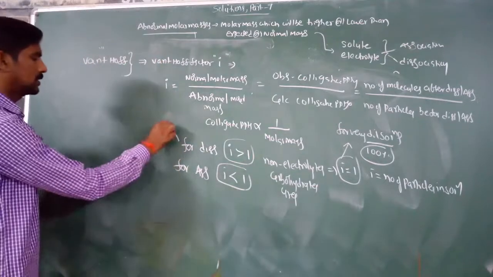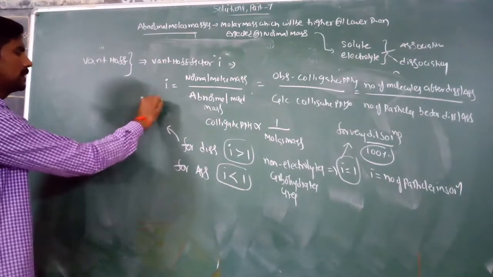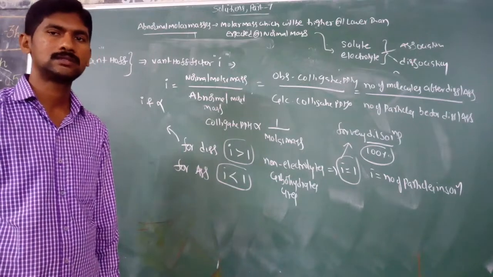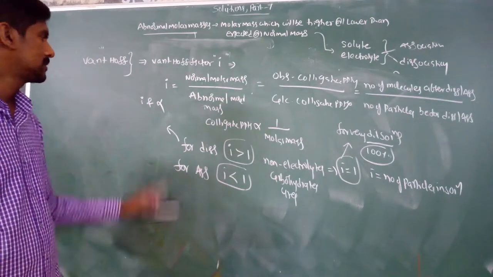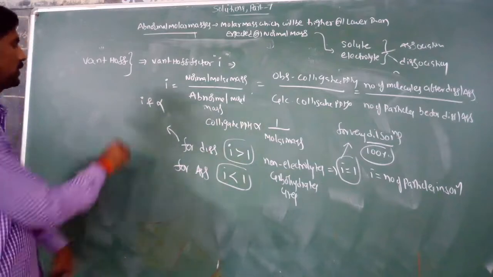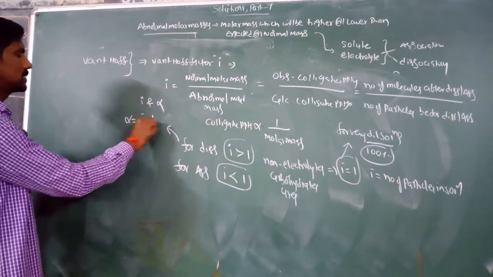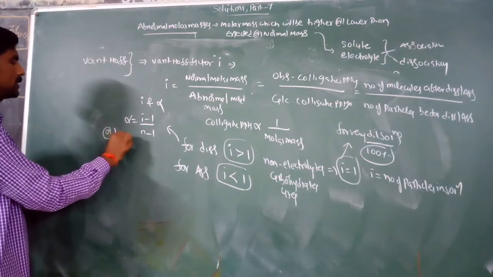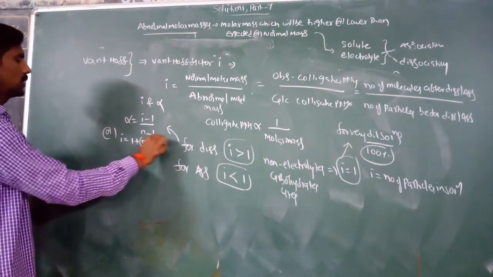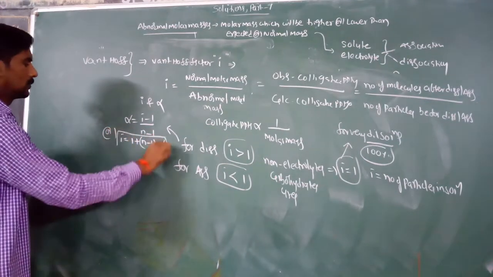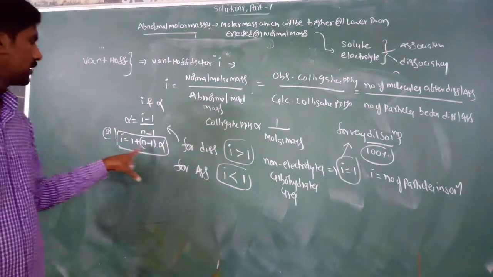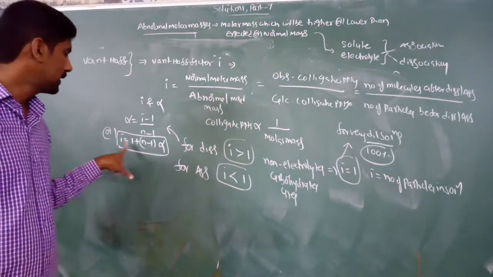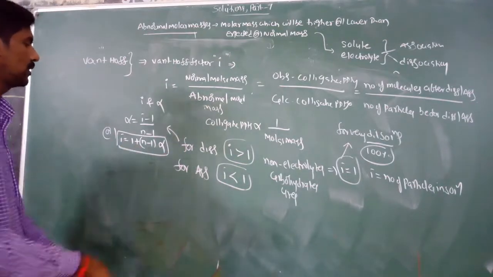So for dissociation, what is the relationship between i and alpha? i is the Van't Hoff factor, alpha is the degree of dissociation. Alpha is equal to (i minus 1) by (n minus 1), or i is equal to 1 plus (n minus 1) into alpha. This is the relationship between Van't Hoff factor and degree of dissociation for dissociation of solute.